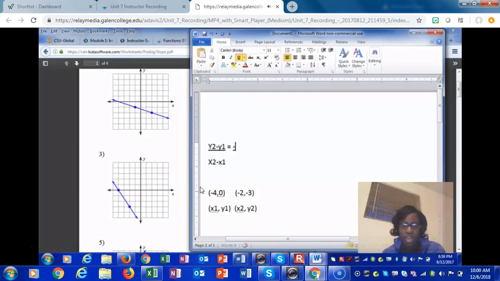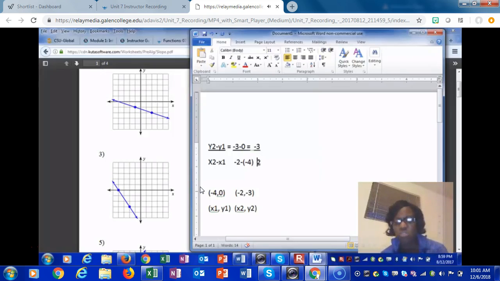So y2 in this case is -3, y1 is 0. -3 minus 0. x2 minus x1: x2 is -2, minus x1 is -4. -3 minus 0 is the same as -3. I'll underline underneath it. Here, two negatives make a positive, so you have -2 plus 4. That's the same as 2. So your final answer will be -3 over 2.